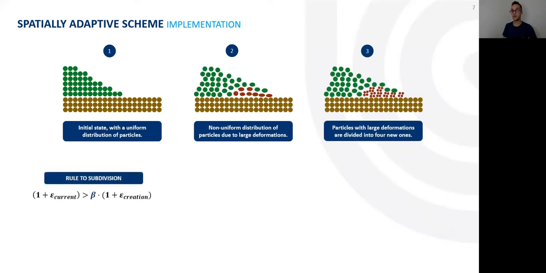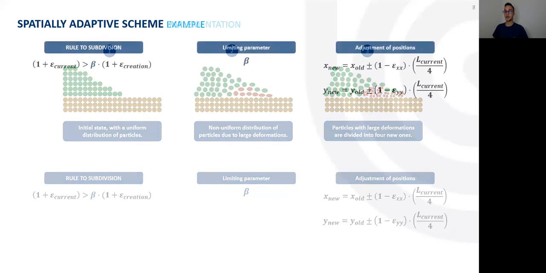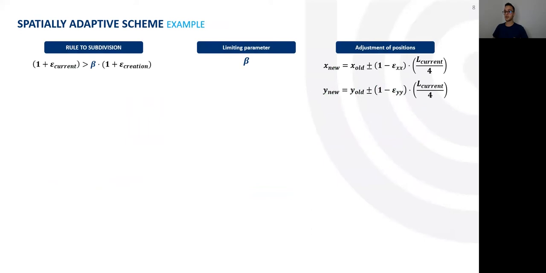So the rule for the subdivision takes into account the deformation at which the particles were created and their current deformation. The limit parameter beta tells us how much a particle can deform without being split, and it needs to be adjusted depending on the problem. New particles inherit the state variables of the old ones, such as stress and strain. The mass, volume, weight, and initial length are divided equally between them. But after the division, we also need to adjust the current position of the new particles, as they inherit the deformation of the old particle. For example, let's consider a limiting parameter beta of 1.20 and a particle with the shown initial position and deformation.